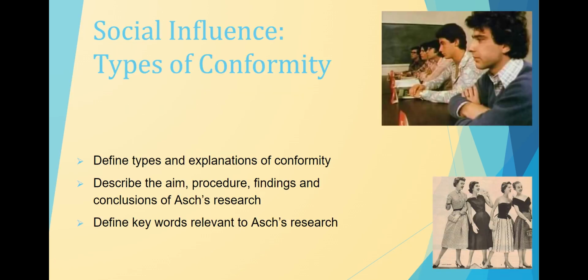So this brings us on to the lesson title. This is the first lesson in social influence, and we talk about different types of conformity. We will be defining types and explanations of conformity, and we will make sure that we do not get those 2 keywords mixed up. We also will cover the aim, procedure, findings, and conclusions of Asch's research, and define keywords relevant to Asch's research. So this is quite a nice one because we get a little bit of an introduction to an experiment, to research methods, key terms, and the start of social influence.